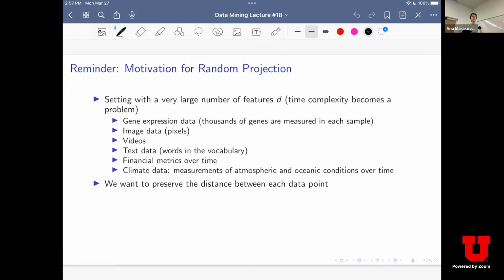And that's what random projection gave us compared to other approaches we have seen to dimensionality reduction, where we didn't get a guarantee that the distance between each point will be preserved in our low dimensional representation. Why do you care about preserving the distances?